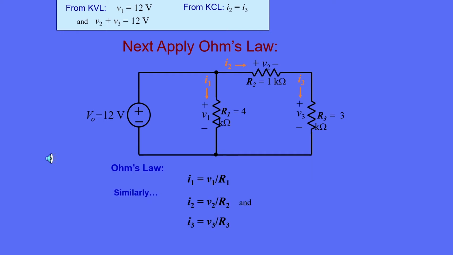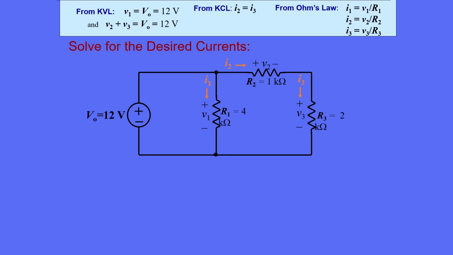Similarly, we know that I2 is equal to V2 over R2, and I3 is equal to V3 over R3. The information we've obtained so far is summarized in the blue box. We're ready to solve for the desired currents. We have everything we need. We can solve for I1 by simple and direct math. I1 is equal to V1 over R1, or 12 volts divided by 4 kiloohms, which equals 3 milliamps.